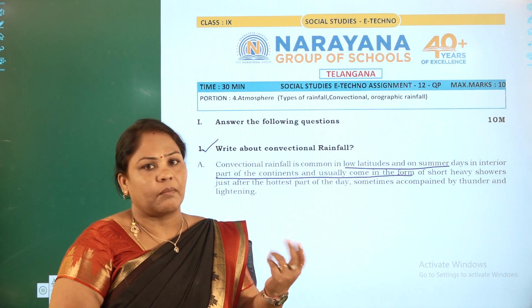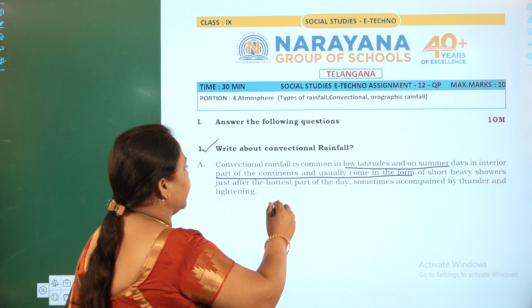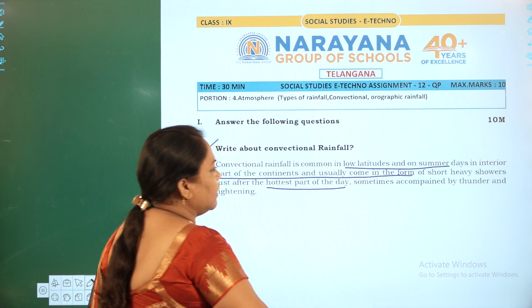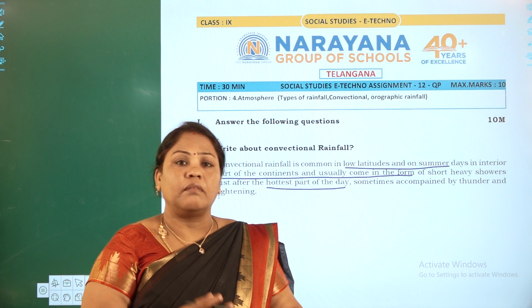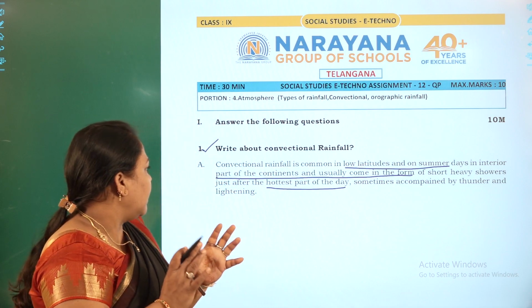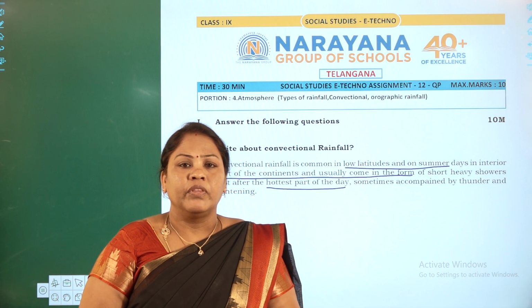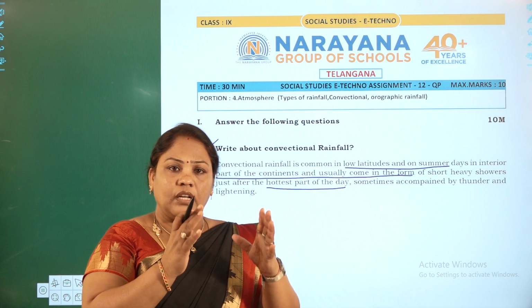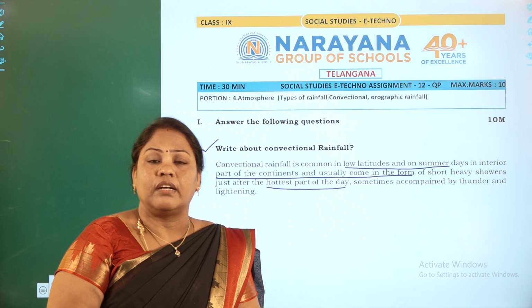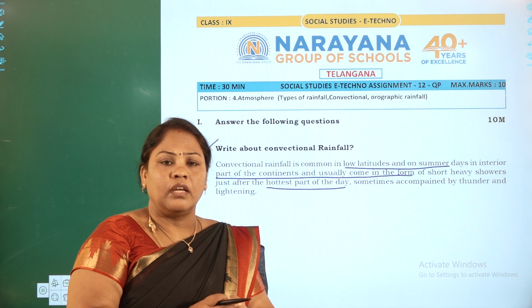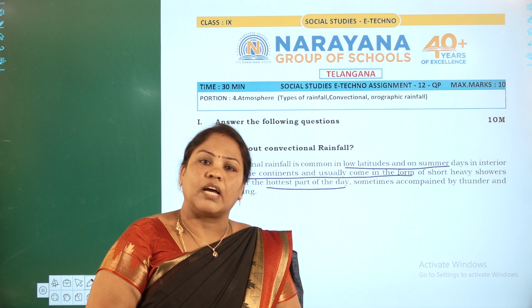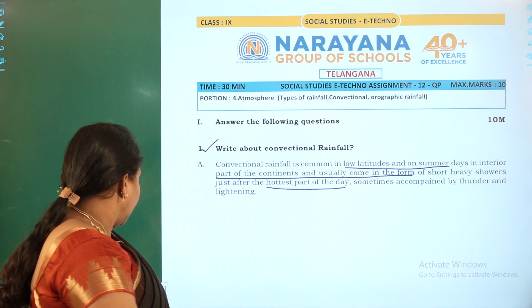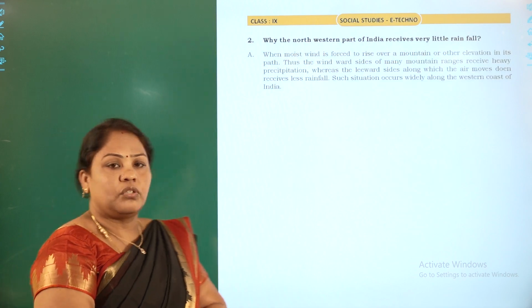That is nothing but the summer season. During the summer season we could experience this hottest part of the day. Sometimes it is accompanied by thunder and lightning also. So sometimes during the rainy season we could experience thunderstorms, thunder and lightning, in this type of rainfall, that is convectional rainfall. Let us move with the question number 2, children.